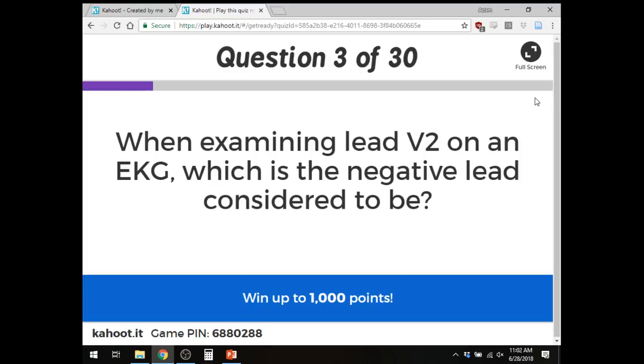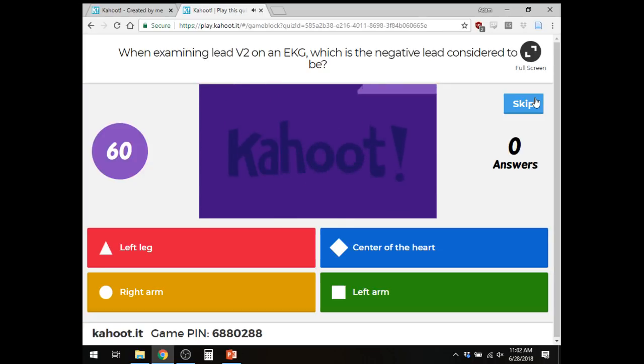All right. When examining lead V2 on an EKG, what is the negative lead considered to be? Left leg, center of the heart, the right arm, or the left arm?